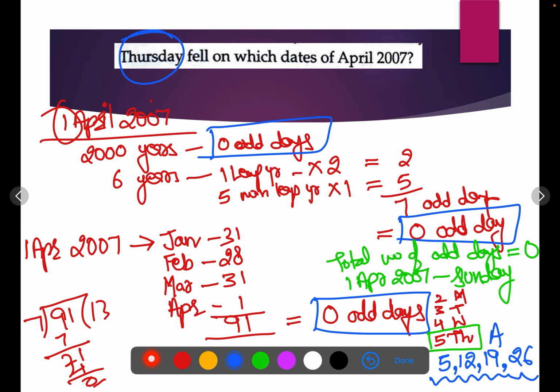I hope the concept is clear. In each question, you just have to find the number of odd days and then use the day code. Do practice the rest of the questions of the exercise to become pro in these questions. These are very important questions. They come in your entrance exams, CUET, whatever entrance exam you will face. So get pro with the questions.